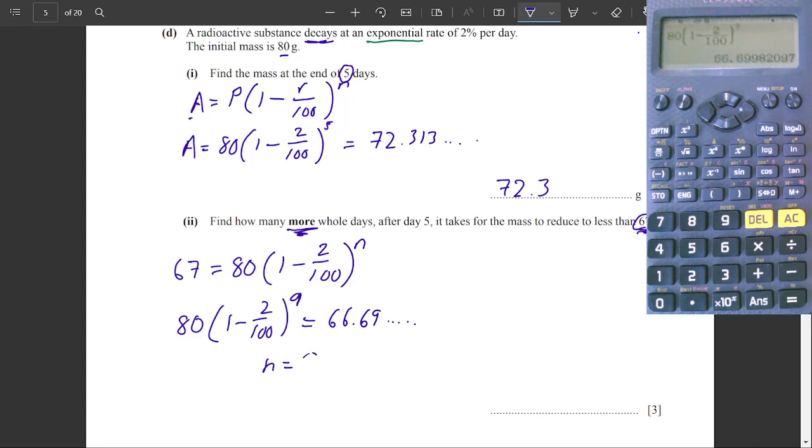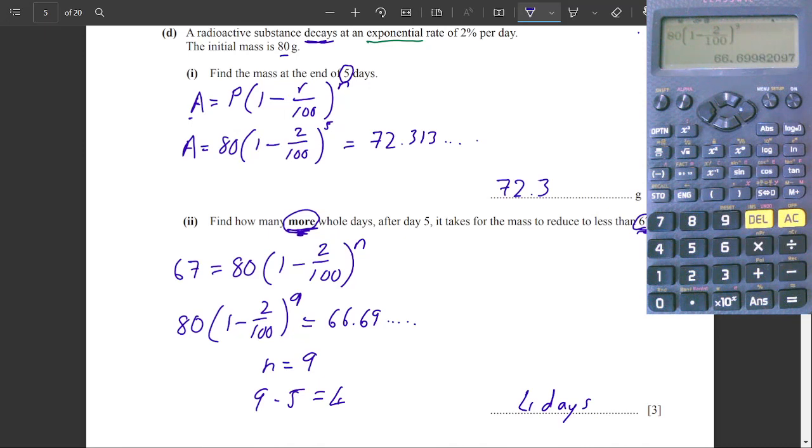So N equals 9. Remember what I said? There was something in bold. Don't forget about it. How many more whole days after the 5 days? So after the 5 days, to get to 9 days, it's of course another 4 days. So it takes another 4 days for it to drop below 67.